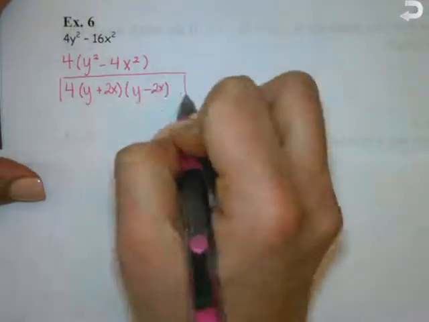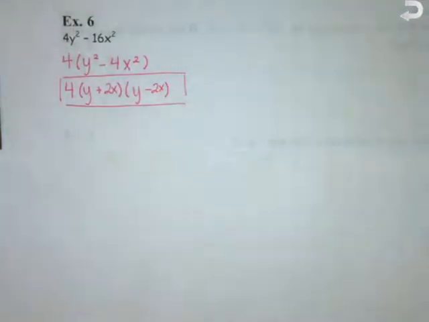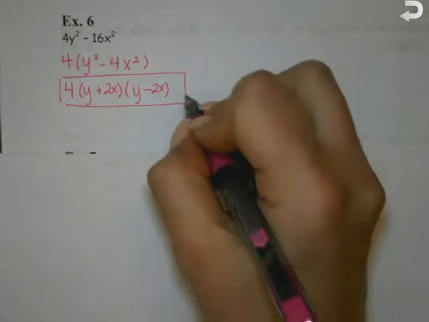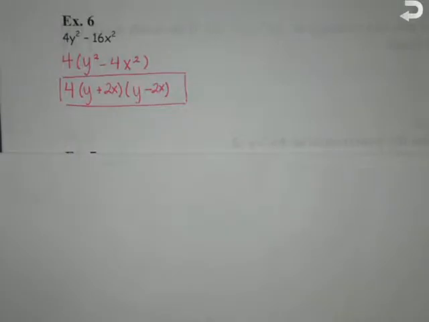In this case, sometimes you can do difference of two squares twice. Okay, but always check for GCF first. Okay, any questions so far? Okay, we have two more factoring.